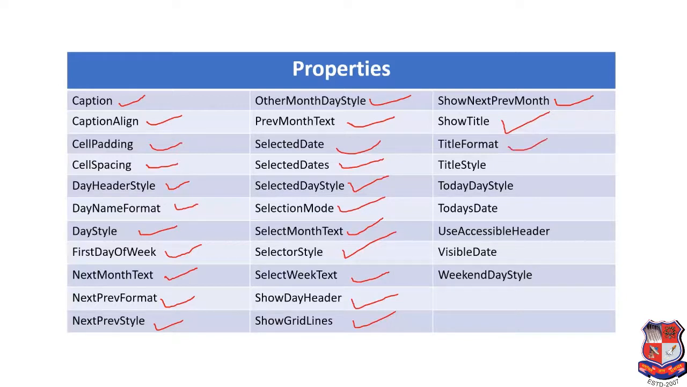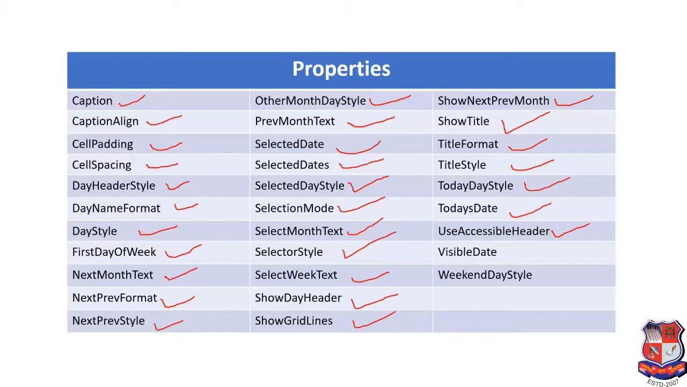Next is title format. It is used to set or obtain the format for the title section. Next is title style. It is used to obtain the style property of the title heading for the calendar control. Next is today day style. It is used to obtain the style property for today's date on the calendar control. Next is today's date. It is used to obtain or set the value for today's date.